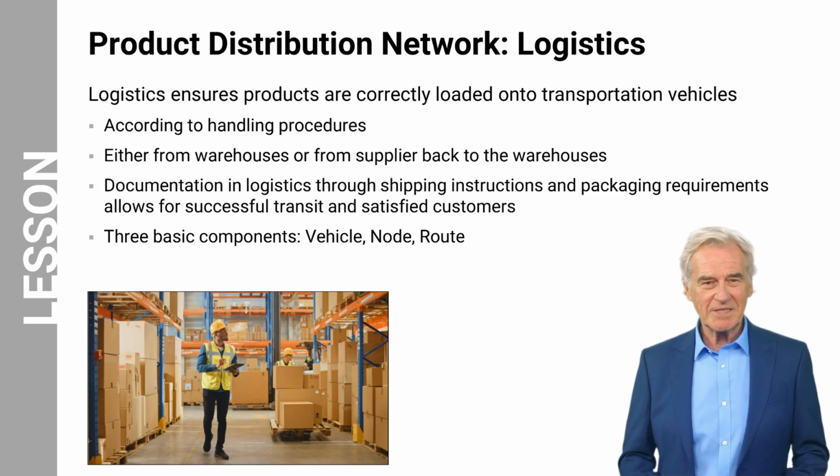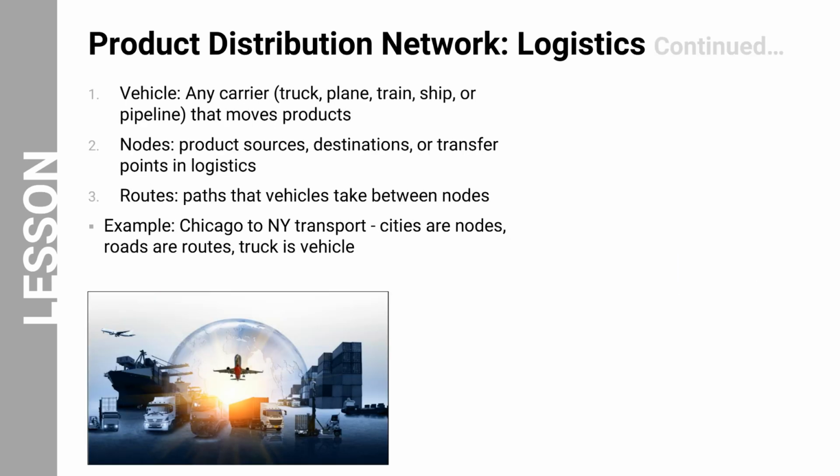Three basic components of a logistics network are vehicle, node, and route. A vehicle acts as the carrier of product and usually involves a truck, aircraft, train, or ship. In oil transportation, the vehicle will be the pipeline that carries the fuel.